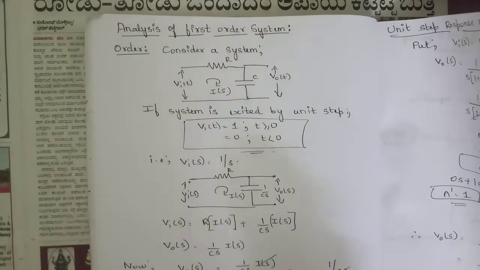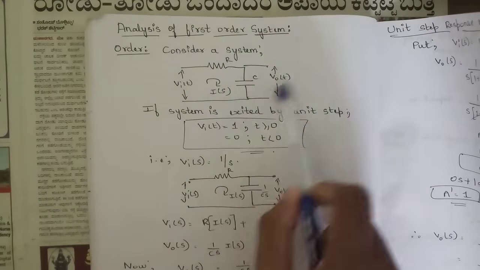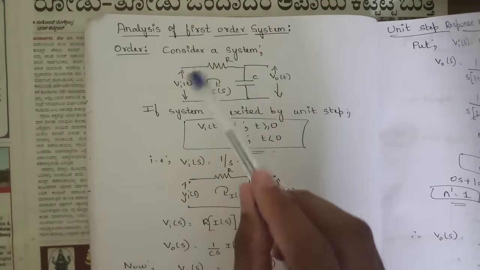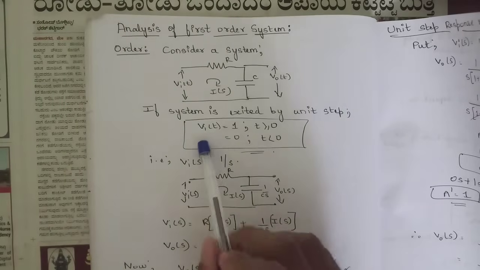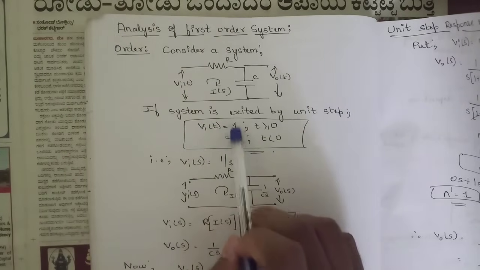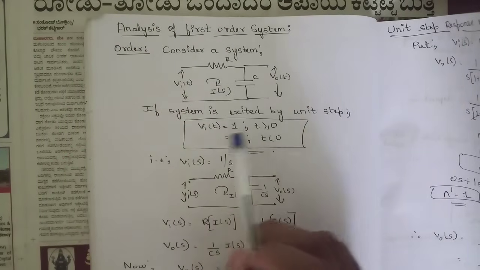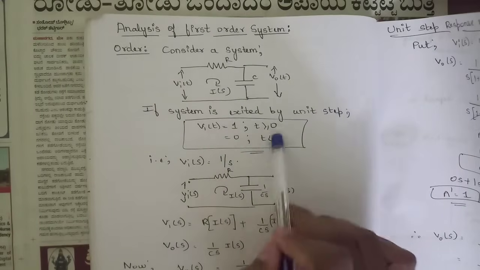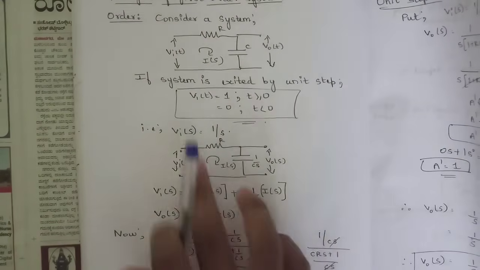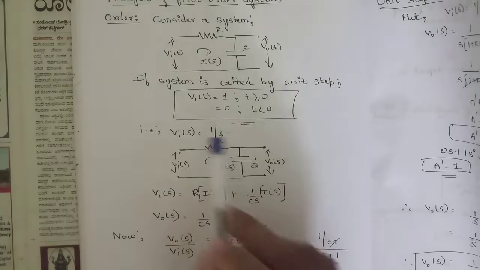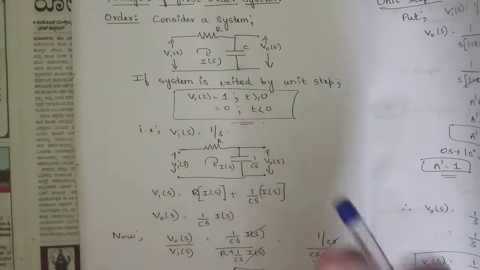Consider a typical first order circuit network. If the system is excited by a unit step, then Vi of t is equal to 1 when t is greater than or equal to 0, and it is 0 when t is less than 0. If we take the Laplace transform, we get Vi of s equal to 1 by s, since for unit step it is 1 by s.